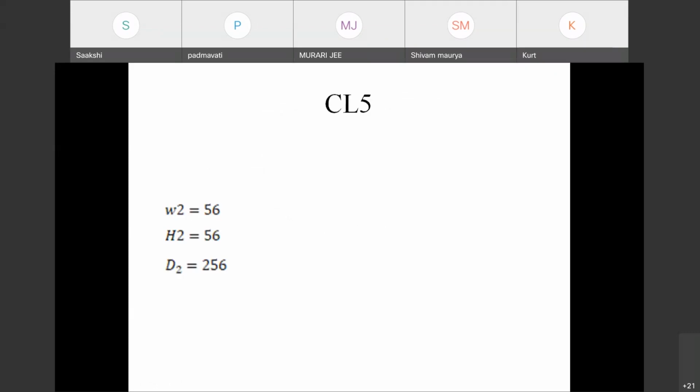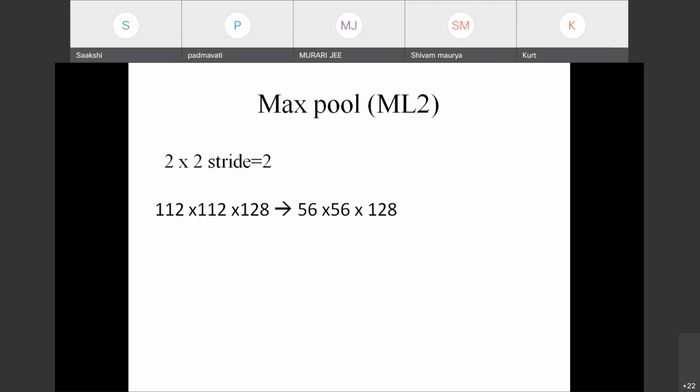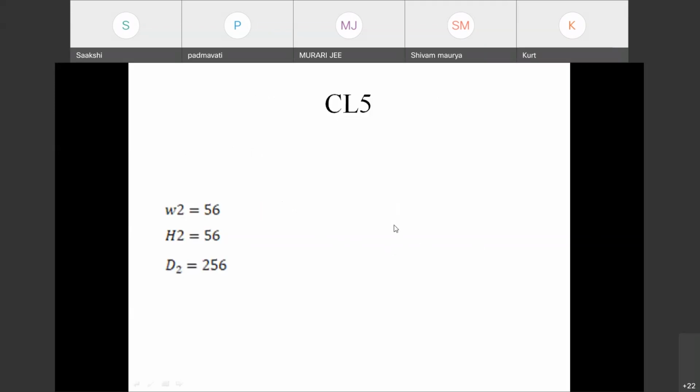So next operation in VGGNet is convolutional layer. Again, we will be applying convolutional operation, and with the same information, that is 3 cross 3 filter size, padding equals to 1. When we apply 256 different kernels on the input for this particular convolutional layer, that is whatever output has been generated using the previous layer. So input to next layer is 56 cross 56 cross 128.